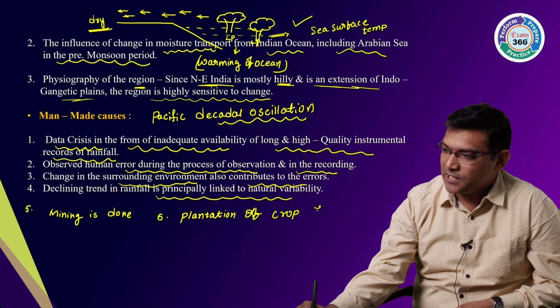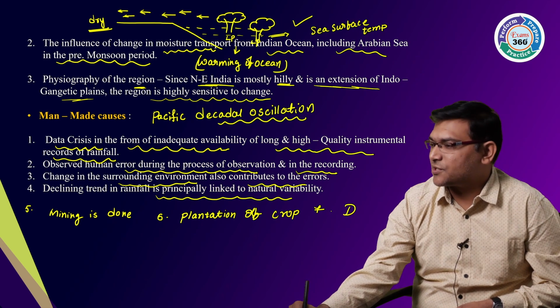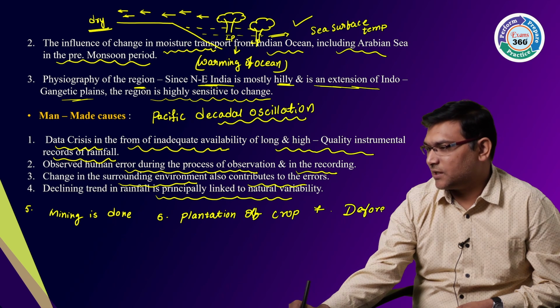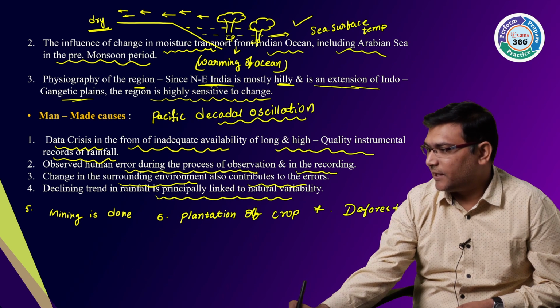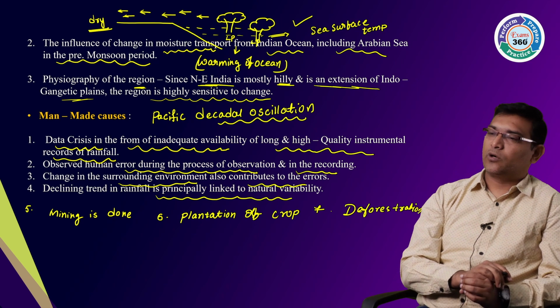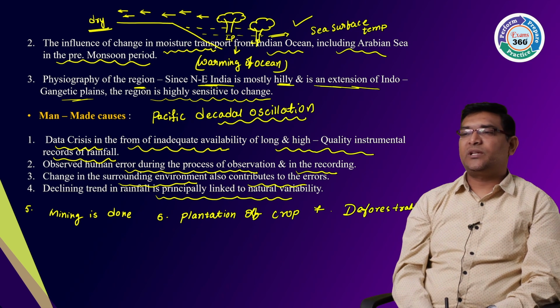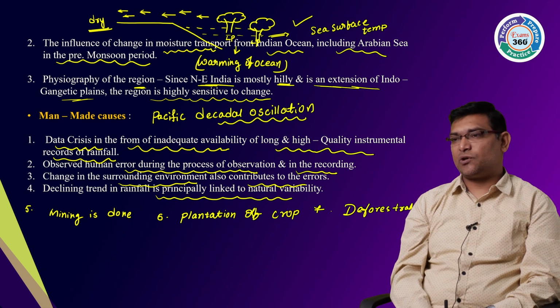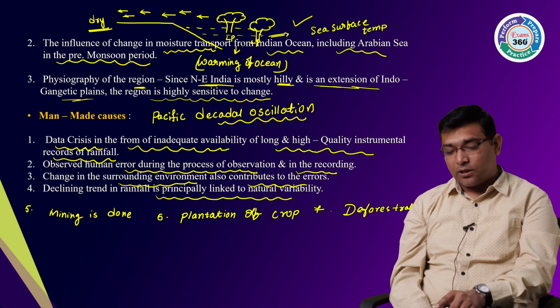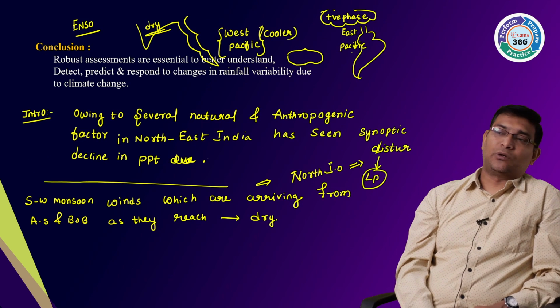Another factor is deforestation. There is a decline, deforestation. Okay, so these are some of the man-made causes as well as your anthropogenic causes. Now let us see how to write the conclusion.